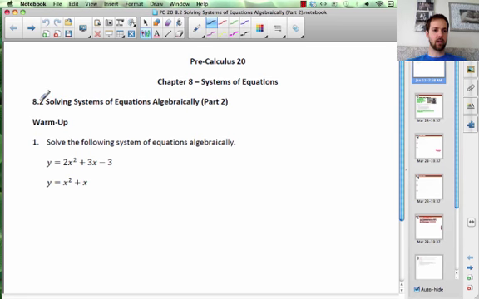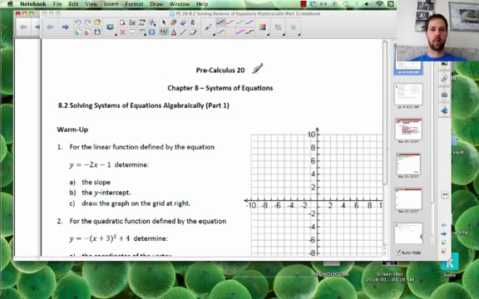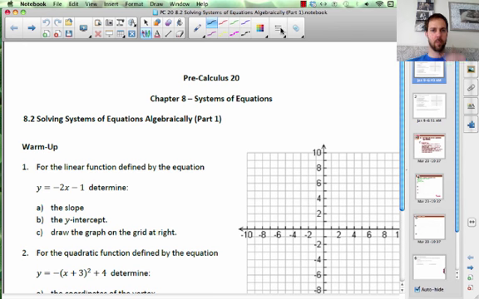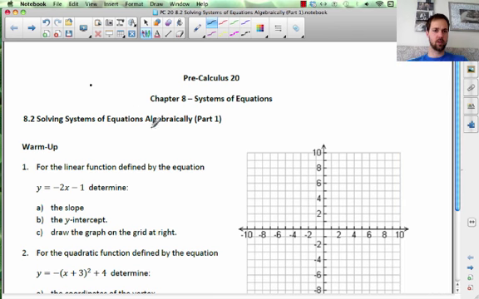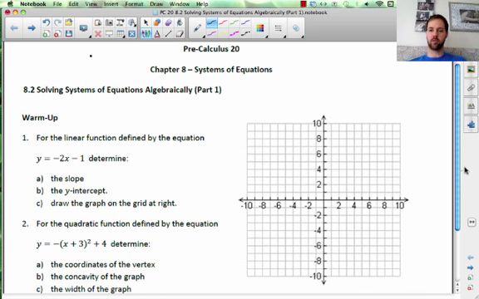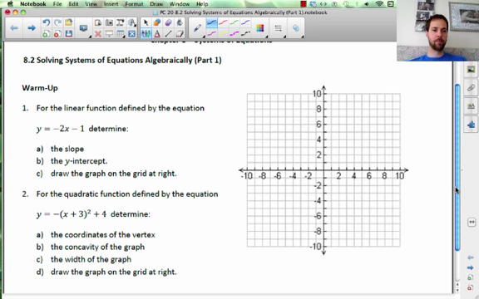Hello, today we're looking at 8.2, solving systems of equations. We've already done a little bit of this in class together, but we're going to get a formal lesson on it today and finish it up. So we'll start with a quick review, a warm-up of 8.1 here.